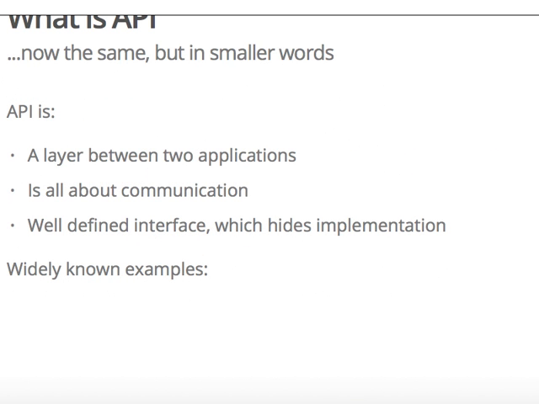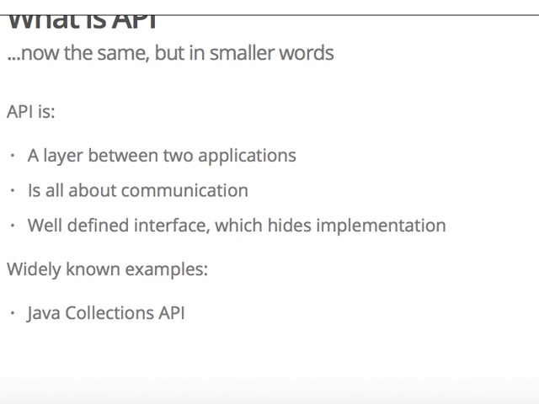So the API is a layer which exists between two components or between two applications which allows them to communicate to each other via some well-defined interface which completely hides details of the implementation. The API on its own is a very, very broad, complex concept, and there are lots of well-known examples.